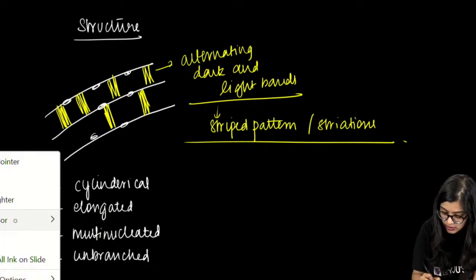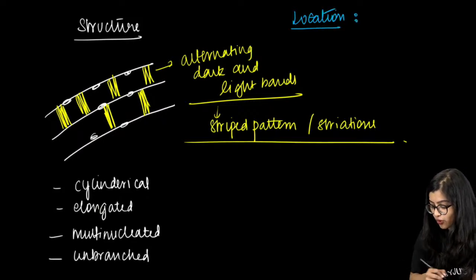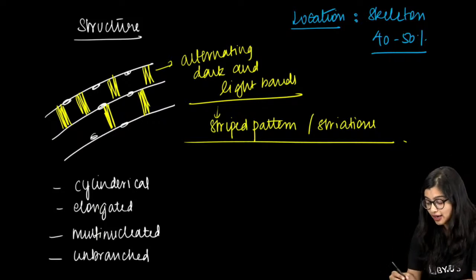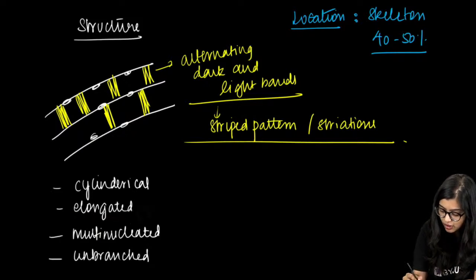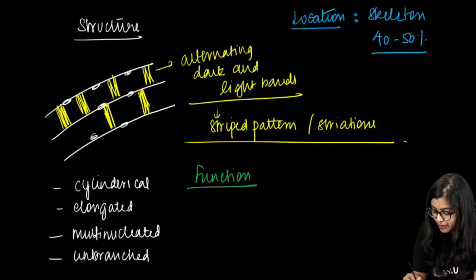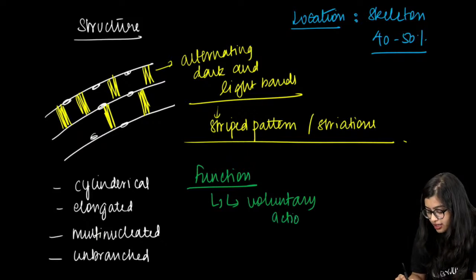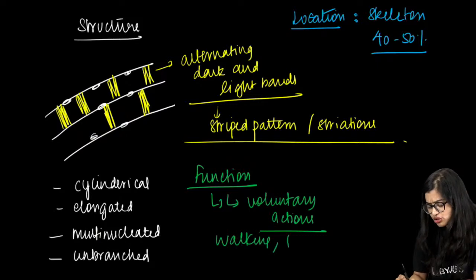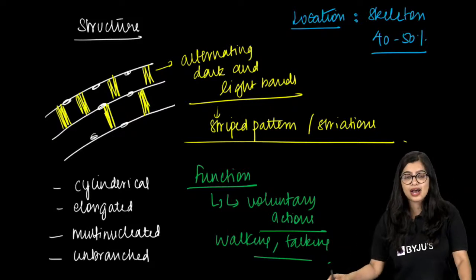Now when we talk about its location, we see that these muscles are closely associated with the skeleton and they make up about 40 to 50% of our body. And when you talk about the function, the main function here is to help in controlling voluntary actions. Now what do I mean by voluntary actions? Things you and I can control, like walking, talking, all of it. Are we clear? Yes or no? Are we clear?